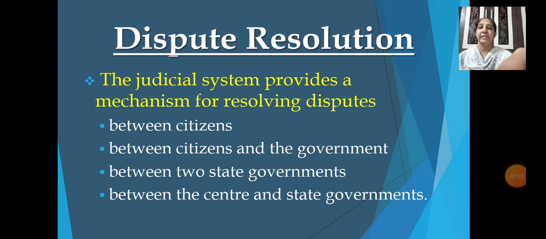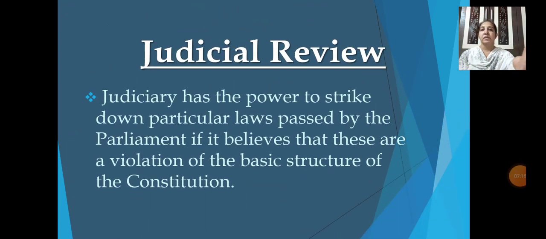Now let's see the next role of the judiciary. Another role of the judiciary is judicial review. Now what is the meaning of this? Let's understand that. See, as the final interpreter of the Constitution, the judiciary has the power to strike down particular laws passed by the Parliament if the judiciary believes that these are a violation of the basic structure of the Constitution. Children, try to understand.